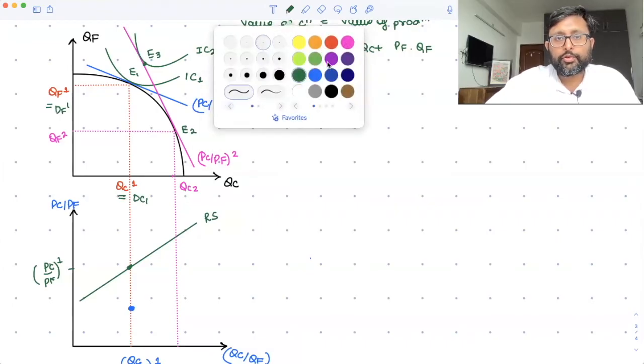Which color should I use? I will use maybe this color.